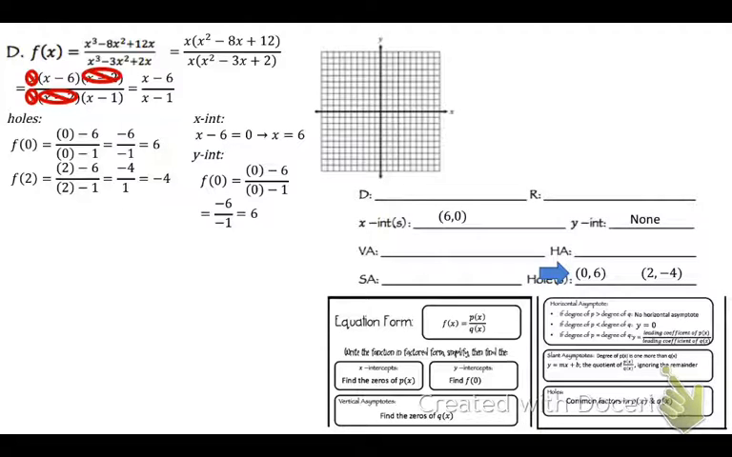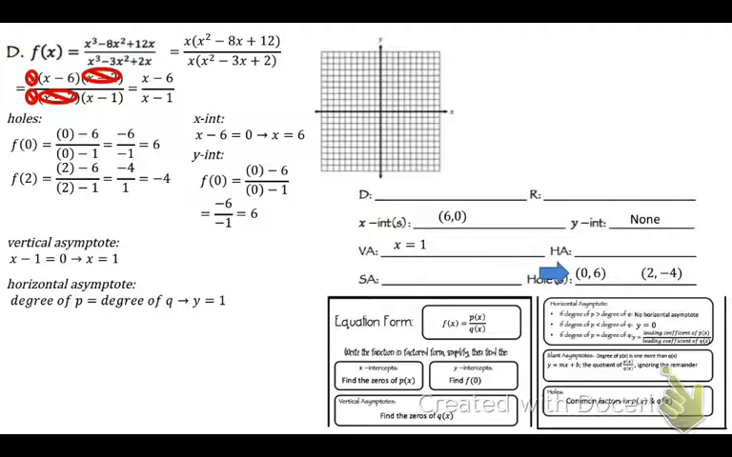Now, vertical asymptote, set the bottom equal to 0, so you get x minus 1 equals 0, so x equals 1. Horizontal asymptote, the degree on top is the same as the degree on bottom. So then we look at the coefficients. The coefficients are both 1, so you get y equals 1. There is no slant asymptote.